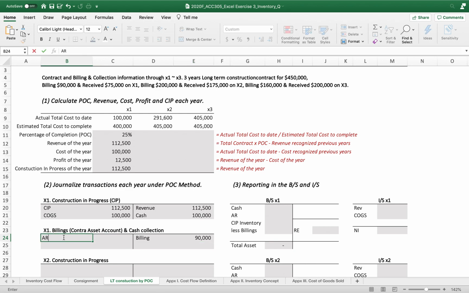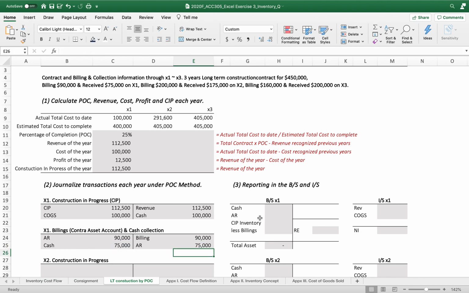And then we haven't received when we bill. How much is the AR? Is that correct? It's 90,000. And then how much cash did we receive? We received 75,000, right? So 75,000. By this amount, we can reduce 75.